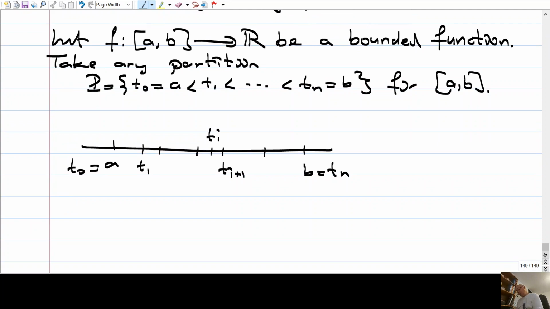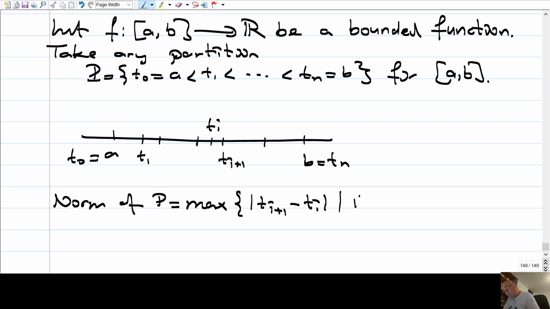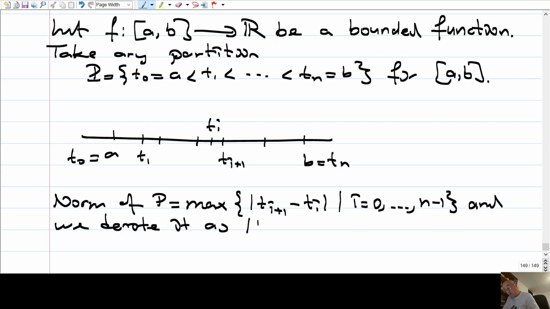Okay, we define the norm of P. Norm of P is what? It is the maximum of these differences, Ti plus 1 minus Ti, for i from 0 up to n minus 1. So the norm of a partition is defined this way. I just look at the differences between two consecutive Ti's and take the maximum, and we denote it as norm of P.